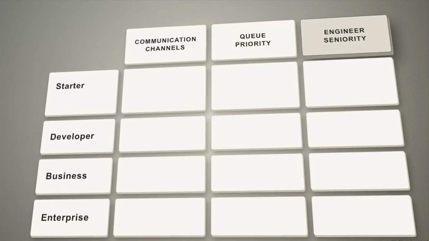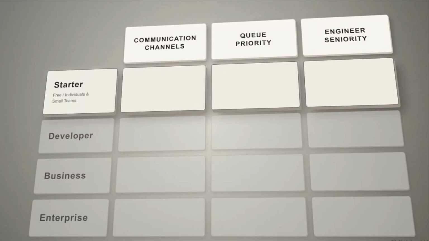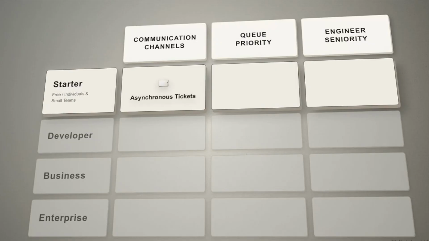To understand what you are paying for, this matrix breaks down the 4 tiers across 3 metrics: the communication channels you can use, your priority in the queue, and the seniority of the engineers you reach.